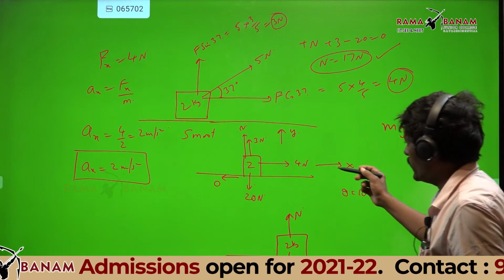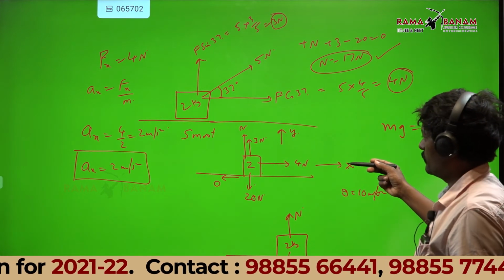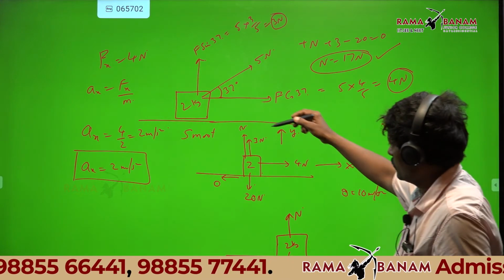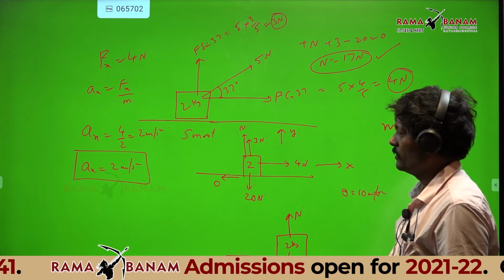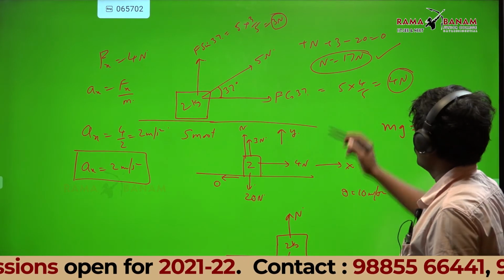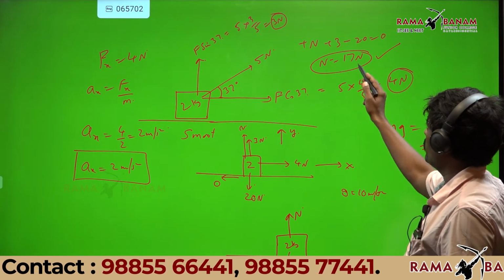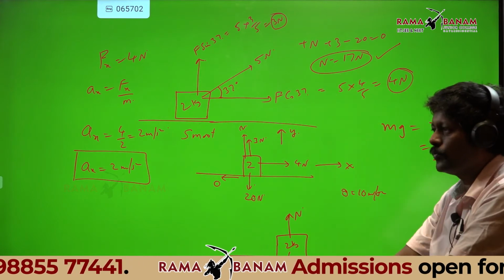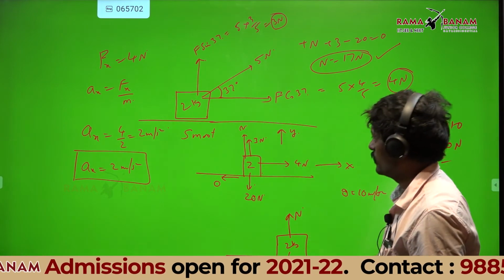Net force in the y direction: plus N plus 3 minus 20 equals 0. So N is 17 Newton. In other words, upward force equals downward force, that is all.